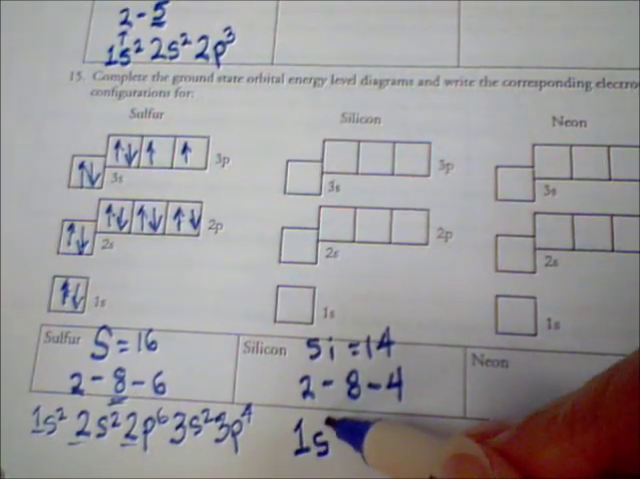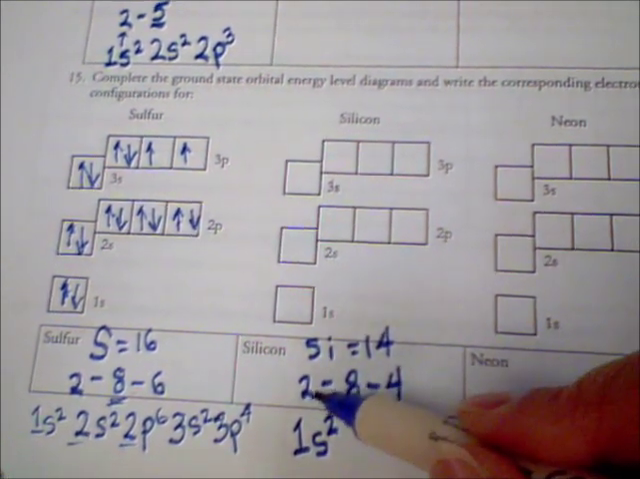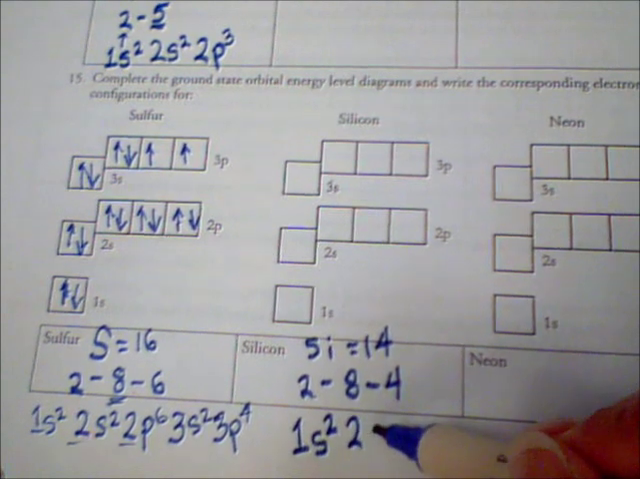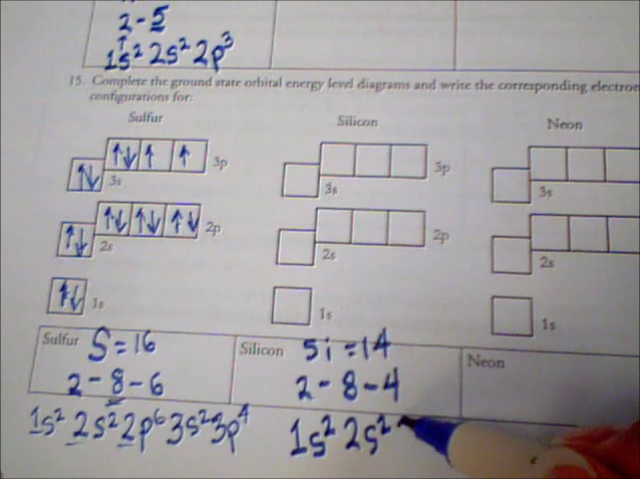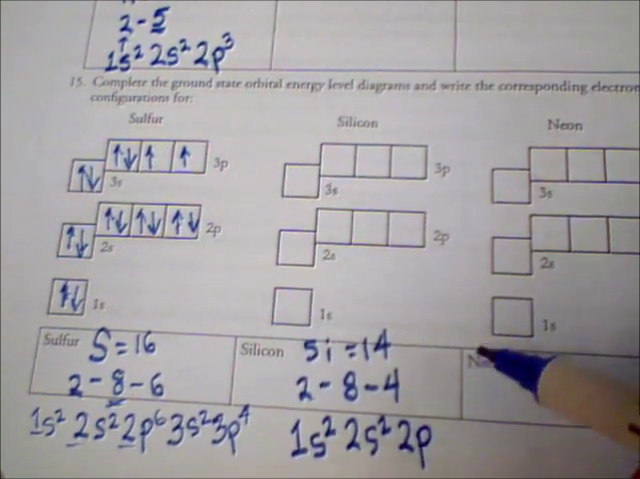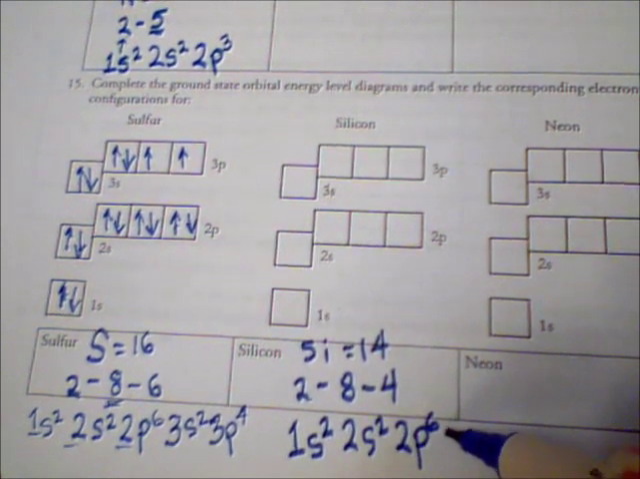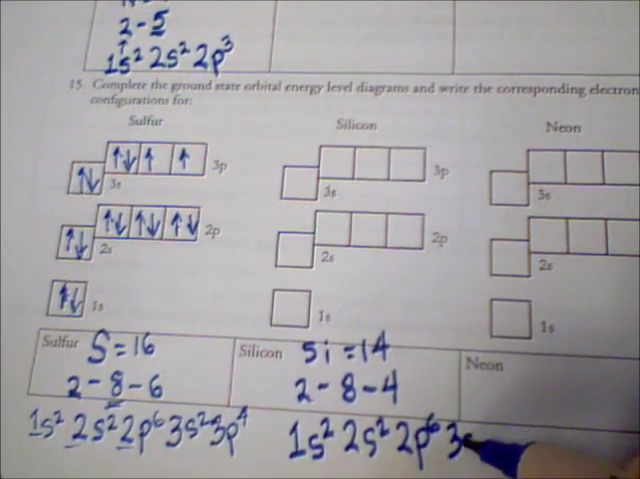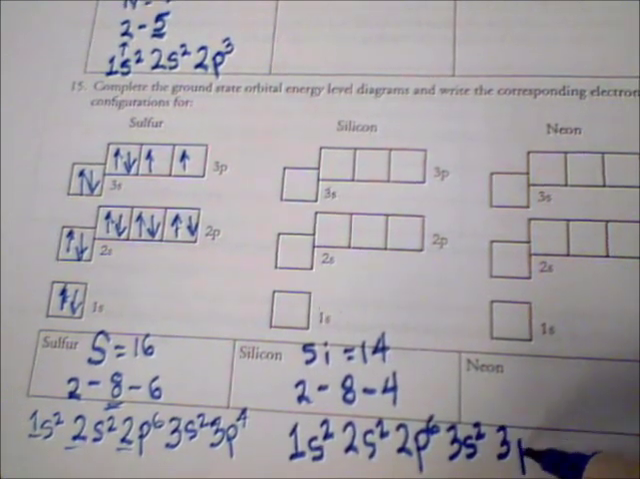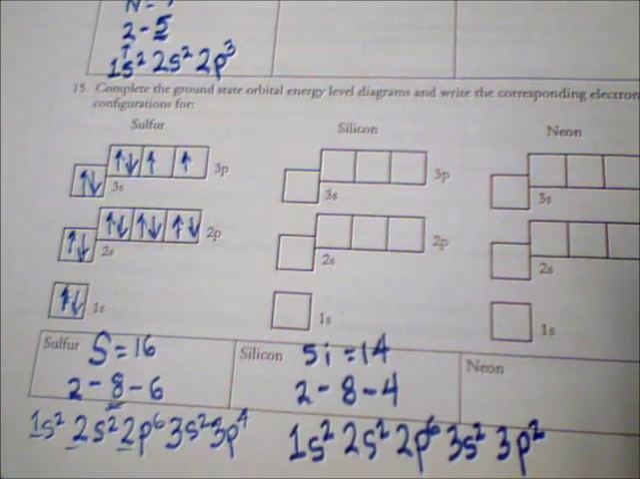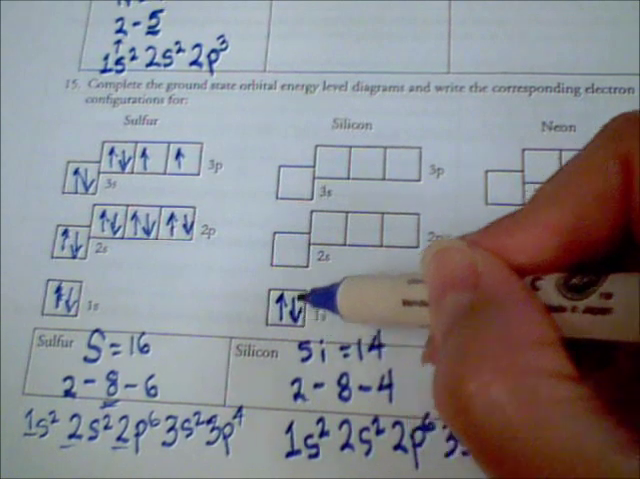Okay, now we got to do 1s squared, which is 2 electrons in the first shell. And in the second shell, we got the same thing, 2s with 2 there. And then to make that 8, we got to get 2p6. Very good. And then for the third shell, we got 4. So it starts off, we're going to have 3s2, and then 2 plus 2 is 4, so it's got to be 3p2.